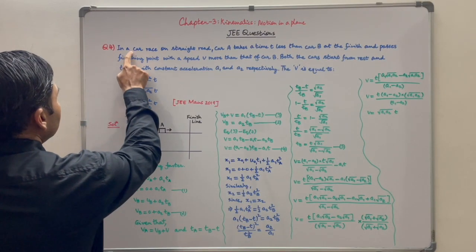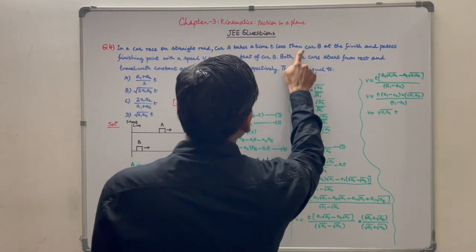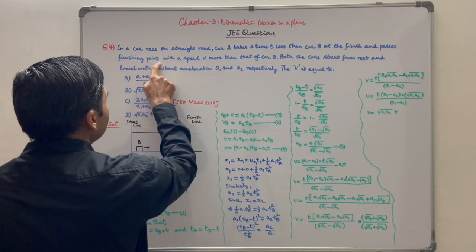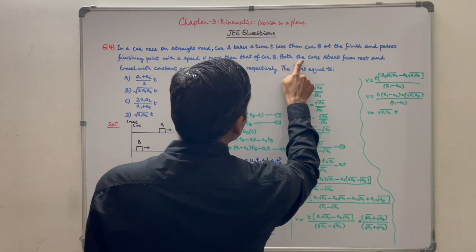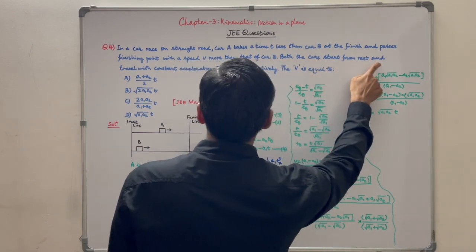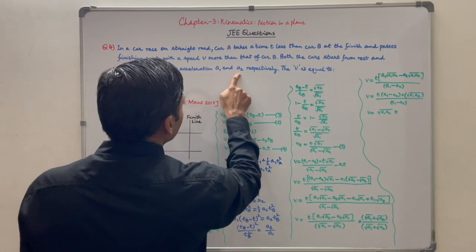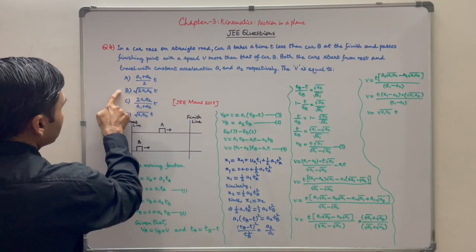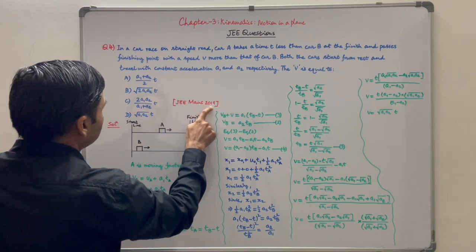Fourth question: in a car race on a straight road, car A takes a time t less than car B at the finish and passes finishing point with a speed v more than that of car B. Both the cars start from rest and travel with constant acceleration a1 and a2 respectively. The v is equal to... These are the options given. This question appeared in JEE Mains 2019.